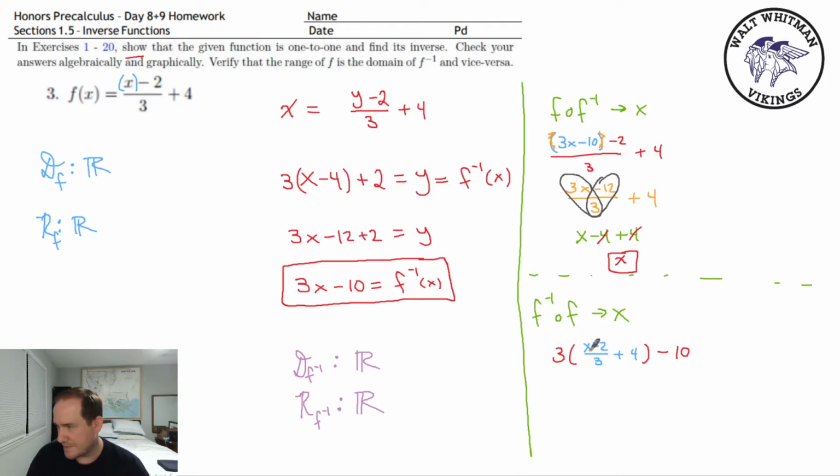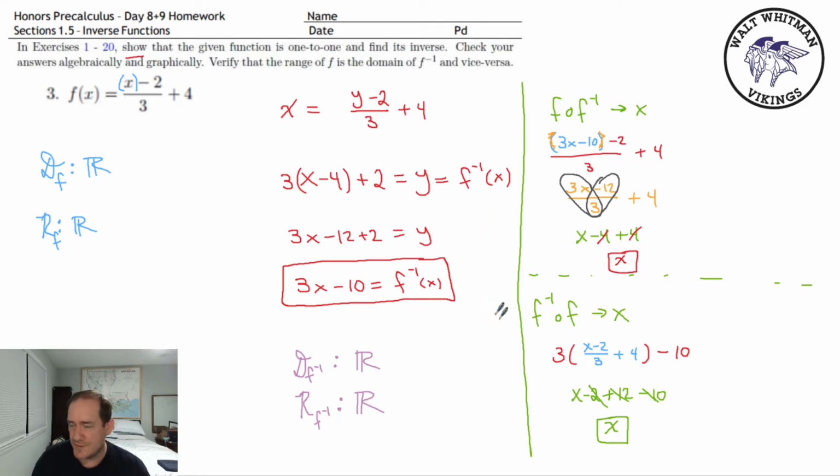So when the 3 hits the first term, the 3's just cancel and you get x minus 2. And then the 3 distributes onto the 4 and gives you a plus 12. And then you've also got a minus 10 on the end. So minus 2 plus 12 is, of course, 10. And then the minus 10 will cancel. So all of those constants cancel, and we do boil down to plain old x. So there's your algebraic proof that f and f inverse are truly the inverse of one another.